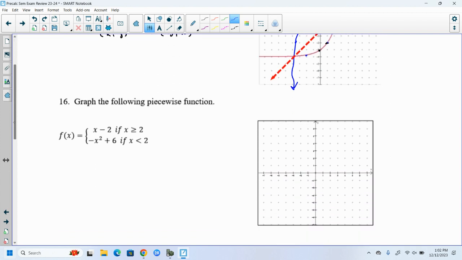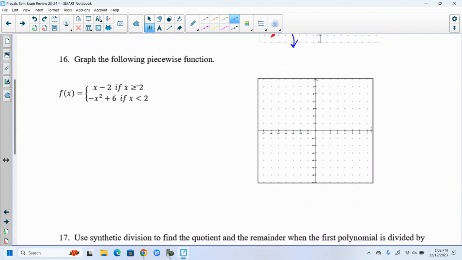Piecewise function. I'm going to cut this into two pieces. One where it's greater than or equal to 2, one where it's less than 2. Okay, for this one here, f of x equals x minus 2, only for numbers 2 and bigger. So start with 2, you plug that in, 2 minus 2 is 0. We plug in 3, we get back 1. We plug in 4, we get back 2. You need to be able to recognize that x minus 2 is linear. It's going to be a straight line.